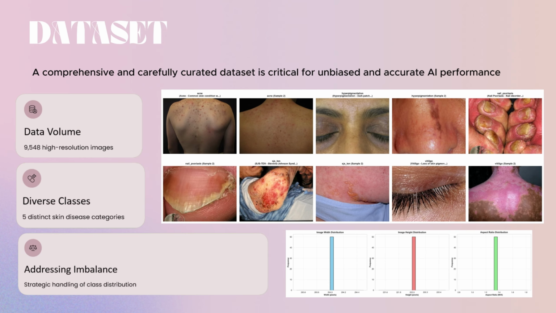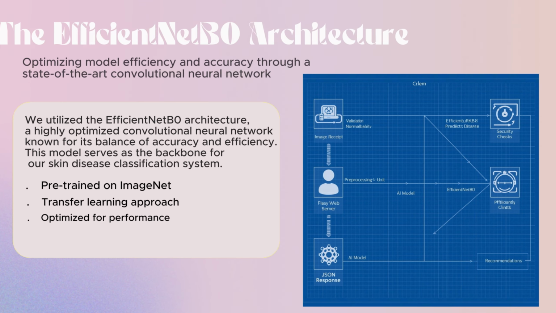To train our model, we used a high-quality dataset from Mendeley Data with 9,548 dermatology images across 5 diseases: acne, hyperpigmentation, nail psoriasis, SJS10, and vitiligo. One challenge we noticed right away was class imbalance. For example, SJS10 had the highest number of samples while hyperpigmentation had the least. This imbalance affects how a model learns, so we had to handle it carefully in later stages.